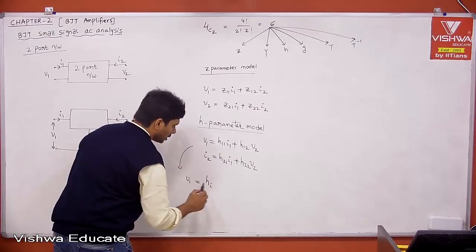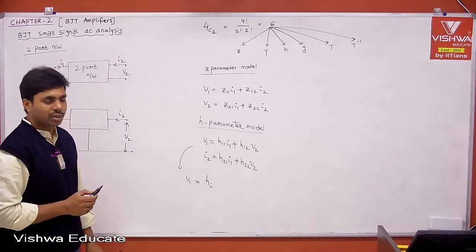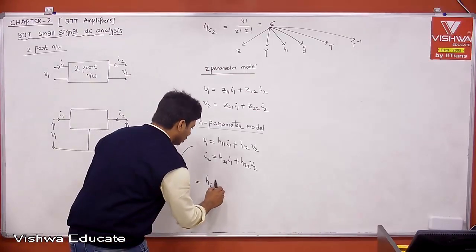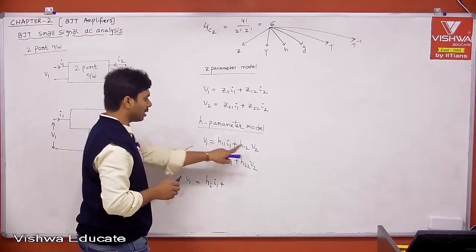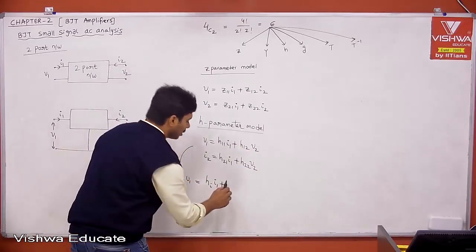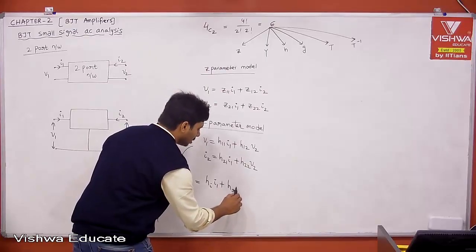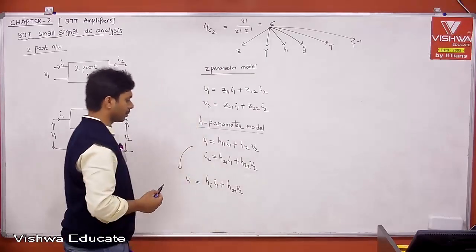Therefore, let me call this as HI. I is indicating input impedance. Therefore, HI into I1 plus what is H12? V1 by V2. I told you, reverse voltage gain. Therefore, the subscript is HR into V2.